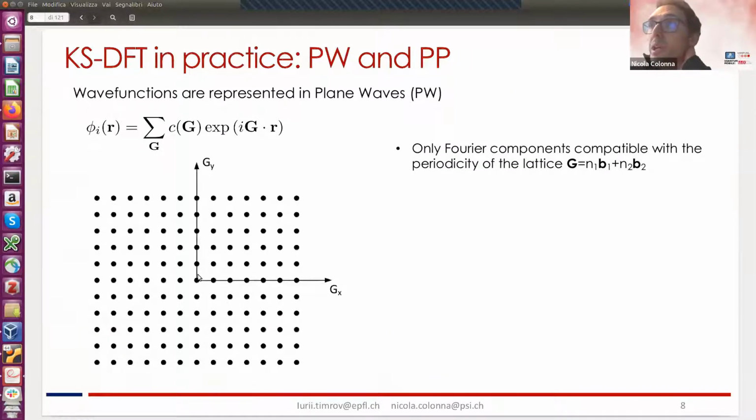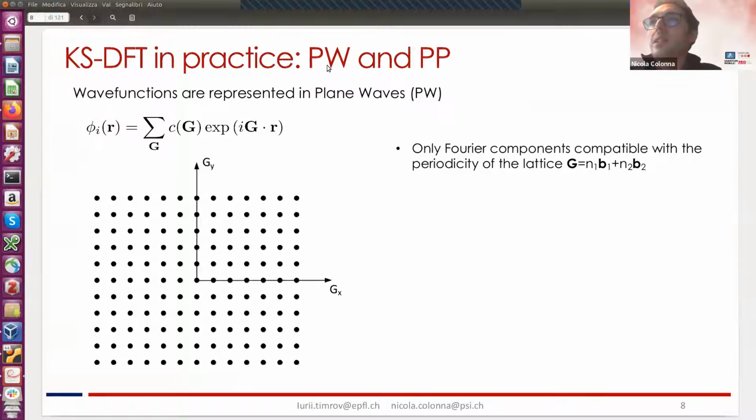How is this implemented in practice? So I said Kohn-Sham equations are a kind of integro-differential equation, and you have to solve them on a computer. So in Quantum Espresso, this is solved by introducing a basis set. And as a basis set in Quantum Espresso, we use plane waves. Now, this is one of the possible choices. There are many other choices. There are some advantages and disadvantages in using plane waves.